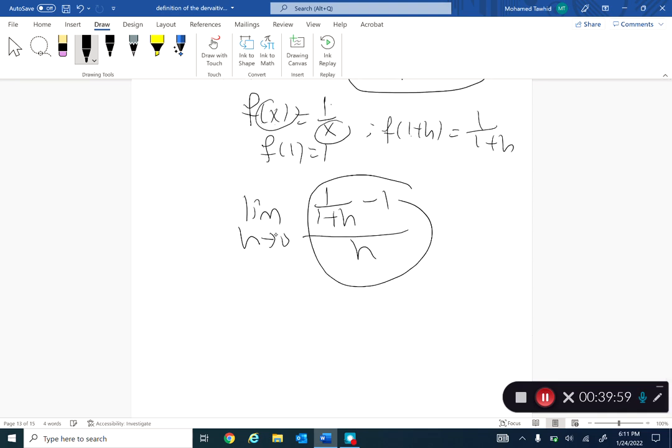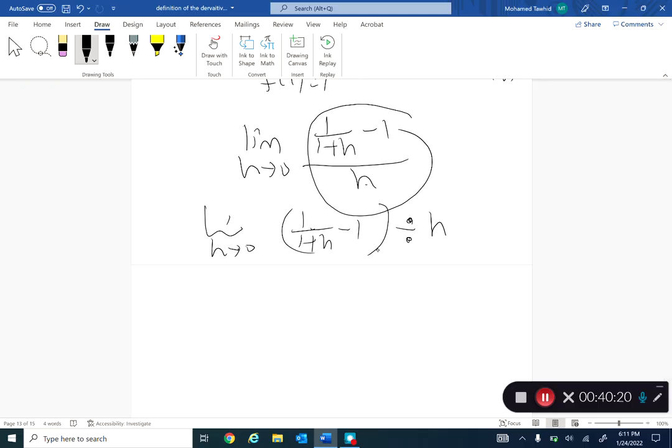How to simplify this? That is called a compound fraction. I can rewrite it as 1 over 1 plus h, minus 1, and the whole thing divided by h, the limit as h goes to 0. So now how to simplify this? You have 1, and here you have 1 plus h. So I could write this as the limit as h goes to 0 of 1 minus 1 plus h, over 1 plus h. I wrote 1 plus h over 1 plus h, which is 1, just to get a common denominator.